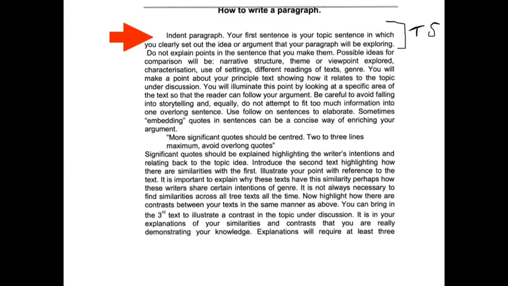Okay, so it's a good way of keeping you well structured in your essay. So read back through your work and make sure that each paragraph is headlined by a topic sentence.